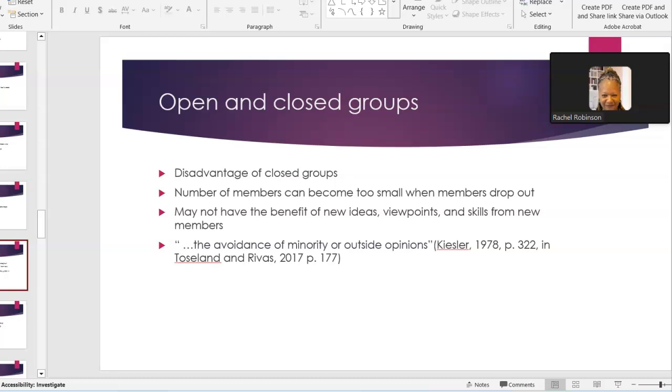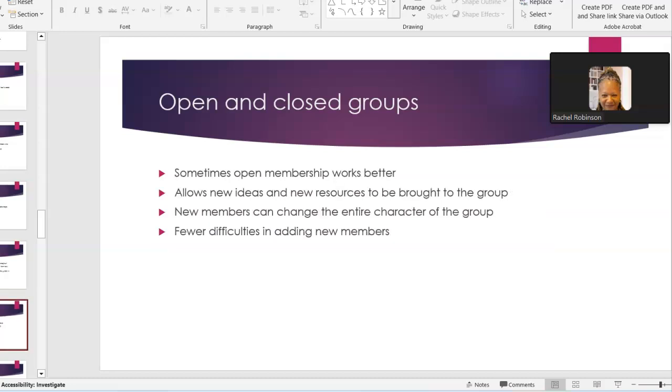Okay, disadvantage of the closed group. Tell Nancy, once you have those 5 or 6 or 7 group members, if it's a closed group and somebody drops out, you cannot let another person in. That means that the viewpoints and the skills, et cetera, that the members bring with them stay the same. I mean, you work on improving them and changing them, but you're not going to get new ideas and viewpoints from new members.